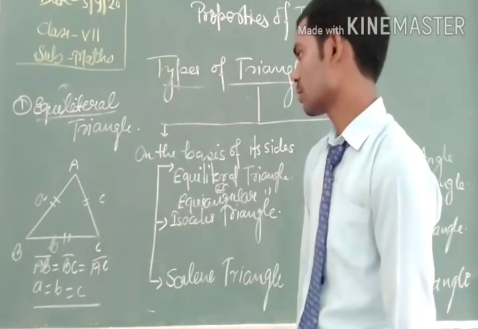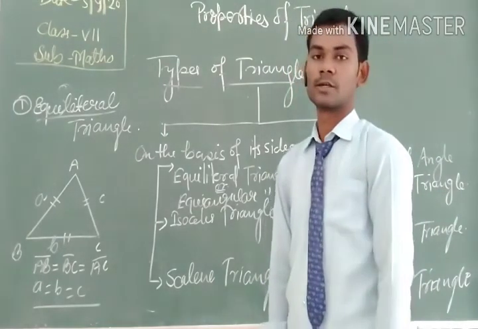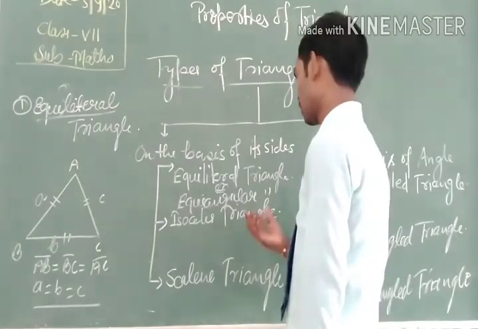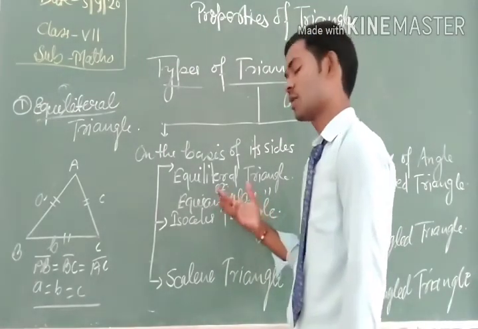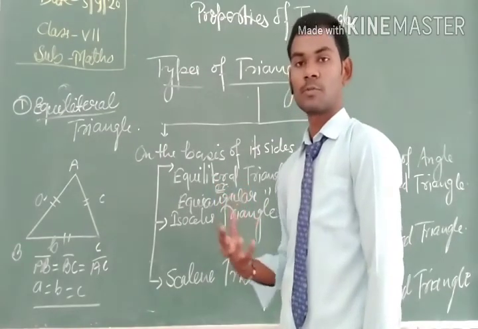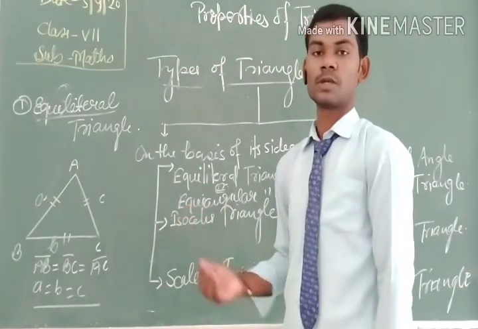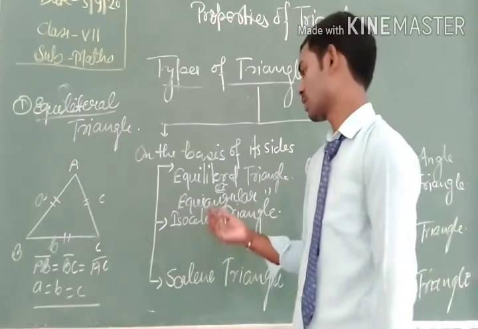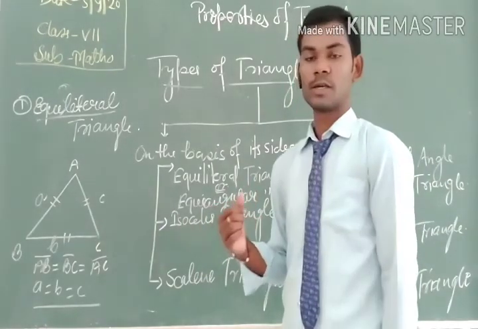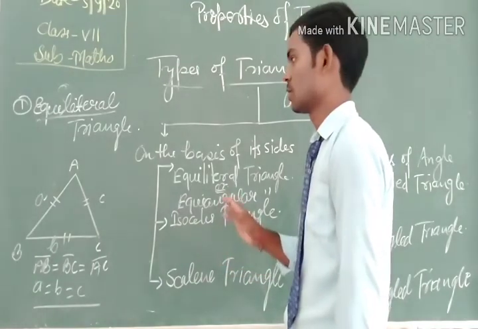And why is it known as equiangular triangle? I will explain this later, because the equiangular triangle has another property. When we define the relation between side and angle, then we can define the equiangular triangle easily. So I hope there is no doubt in this.